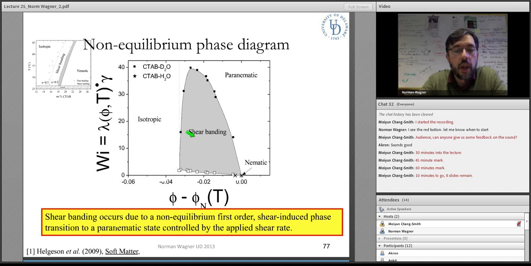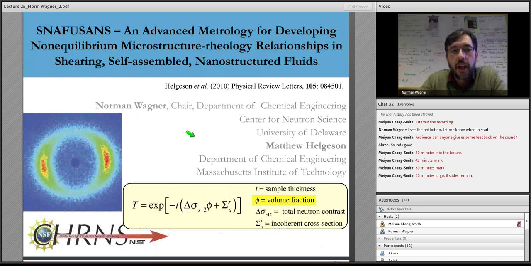Okay. Now, we don't know the tie lines because we haven't measured the concentration yet. That's what I want to show you next in just a slide. And that's something which we call SNAFU-SANS, scanning narrow aperture flow ultra small angle neutron scattering. The publication is here by lead author Matt Helgeson. And the basic idea is that the concentration locally, since we have local neutron scattering in the flow field, can be related to the transmission that we measure.